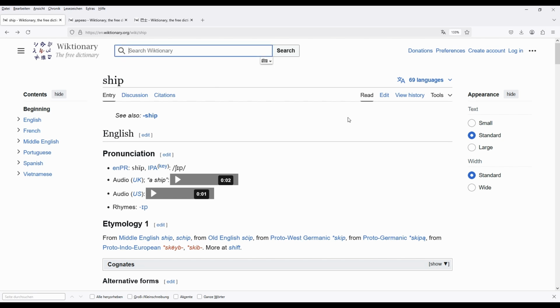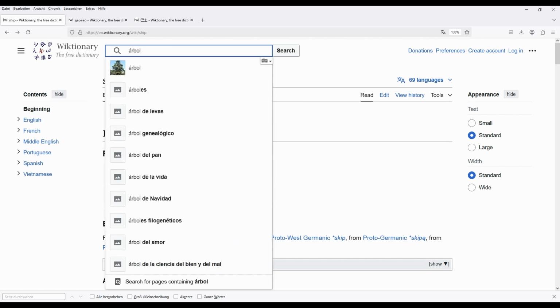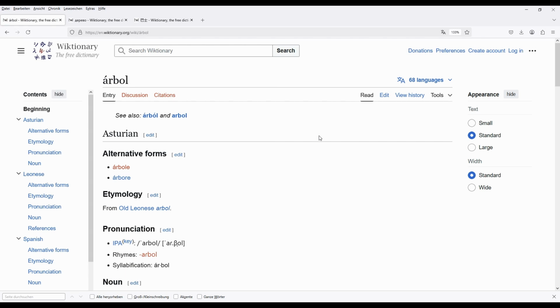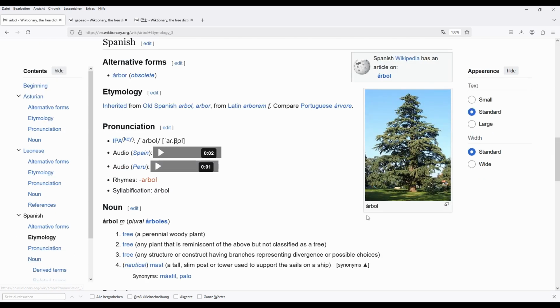I don't want to stick with German always. Let's say you are learning Spanish as an English speaker, and you are also going to learn árbol, the tree. Let's see what we can find. First of all, we scroll down. Those are smaller languages of the Hispanic Peninsula, and we go to Spanish etymology.